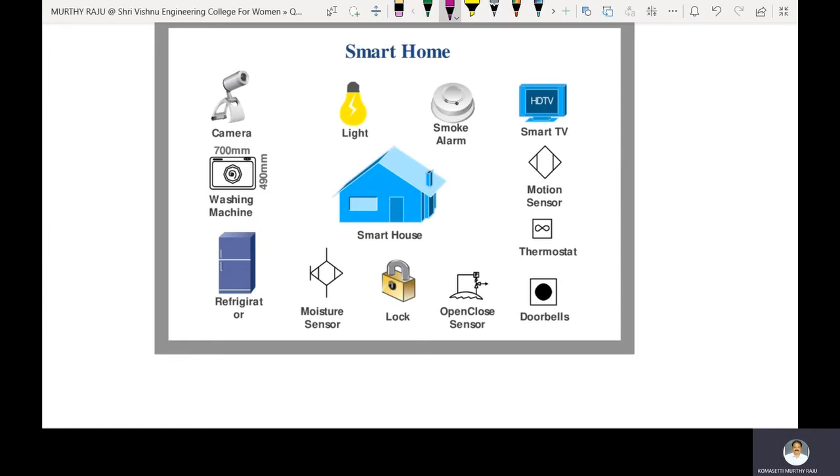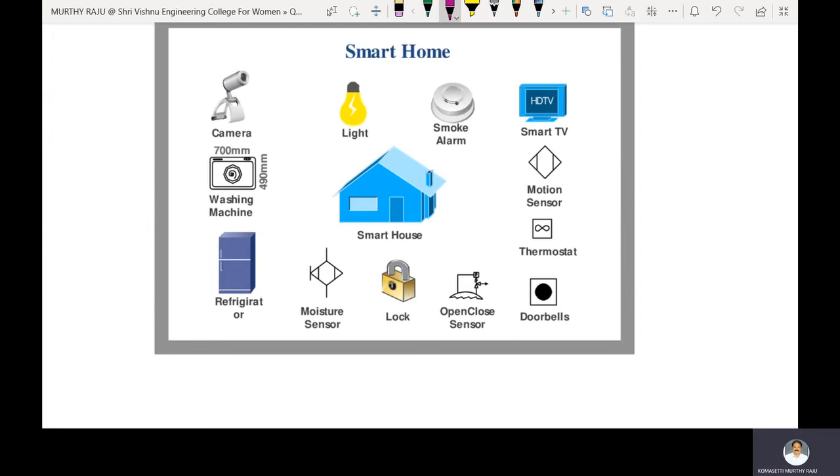The AC operations completely depend on person interaction in olden days. Washing machine operations also completely depend on person interaction. Refrigerator actions also completely depend on person interactions.